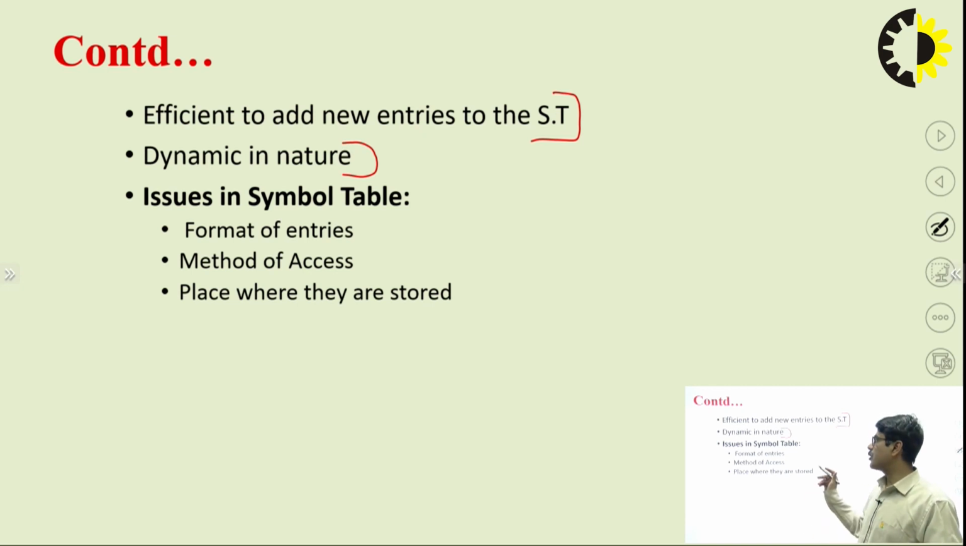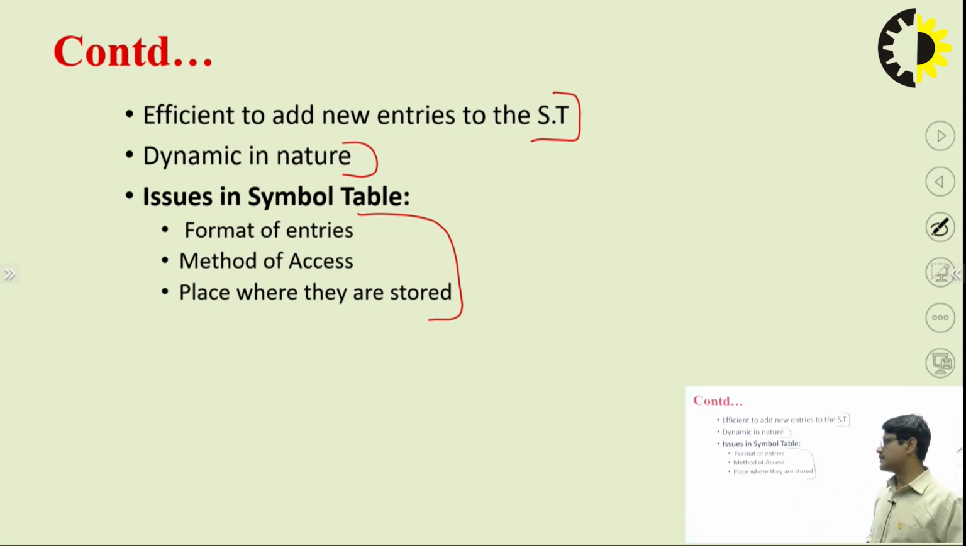Now the basic problems in the symbol table. We call it a set of data structures in which we store the values. If you define a data structure that is not suitable for every variable, as I said in the last statement, that is one issue. So the format of entries is a very important issue, because if a different type of data comes and the data structure is not suitable, we have to switch it. That is the problem.